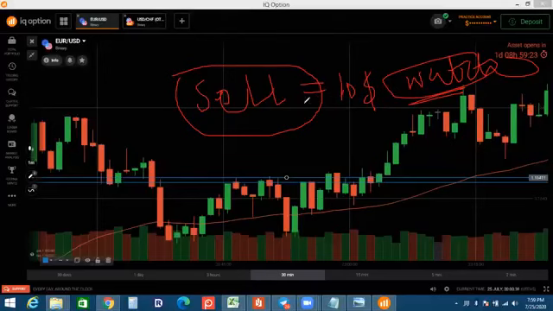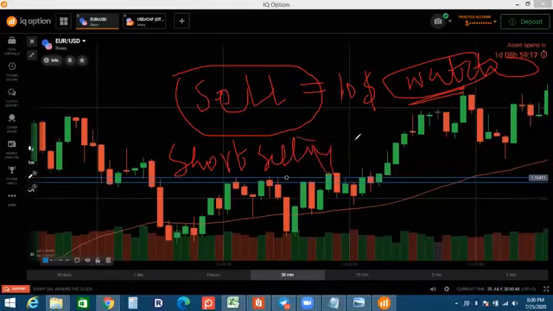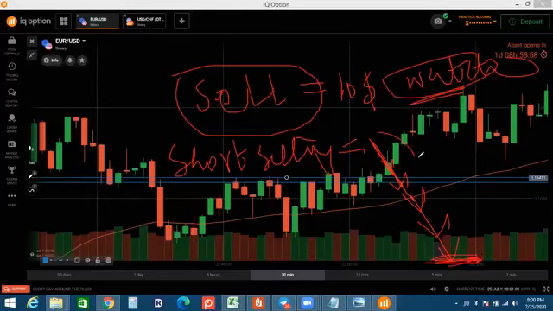And there is another selling, short selling. Once you open the position, when it goes down, it will again give you profit. Profit is increasing when it's moving down. If you want to close your trade here, this will be your whole profit.